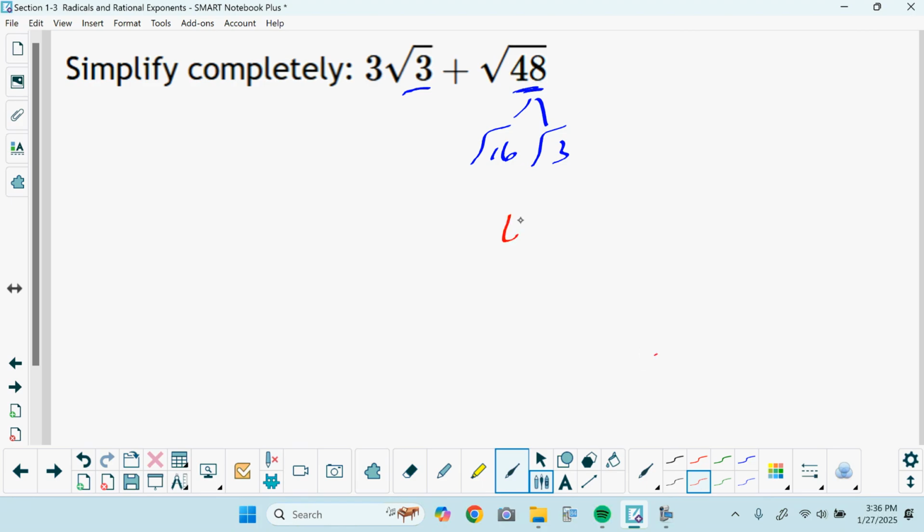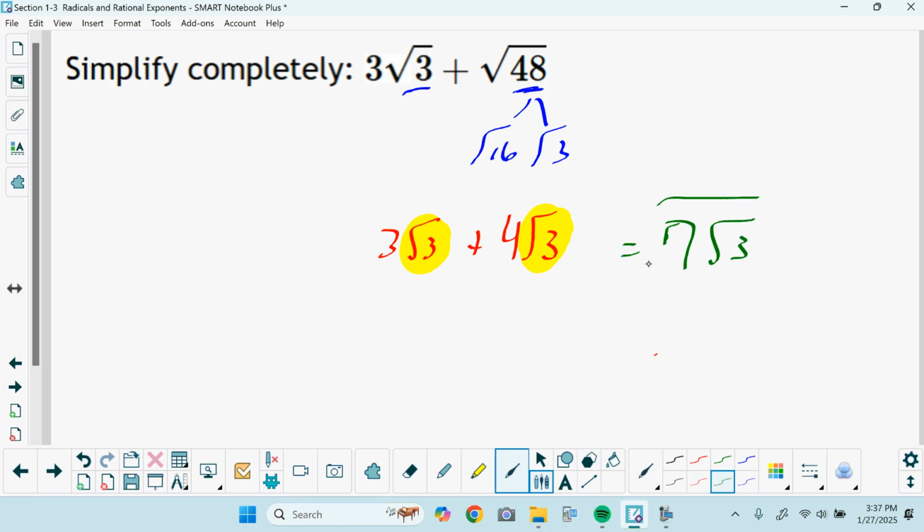So the square root of 48 simplifies down into 4 square roots of 3, and now we have 3 square roots of 3, and since these are the same, we just add 4 and 3, and we get 7 square roots of 3. So that happens on addition and subtraction. You must have common radicals simplified.